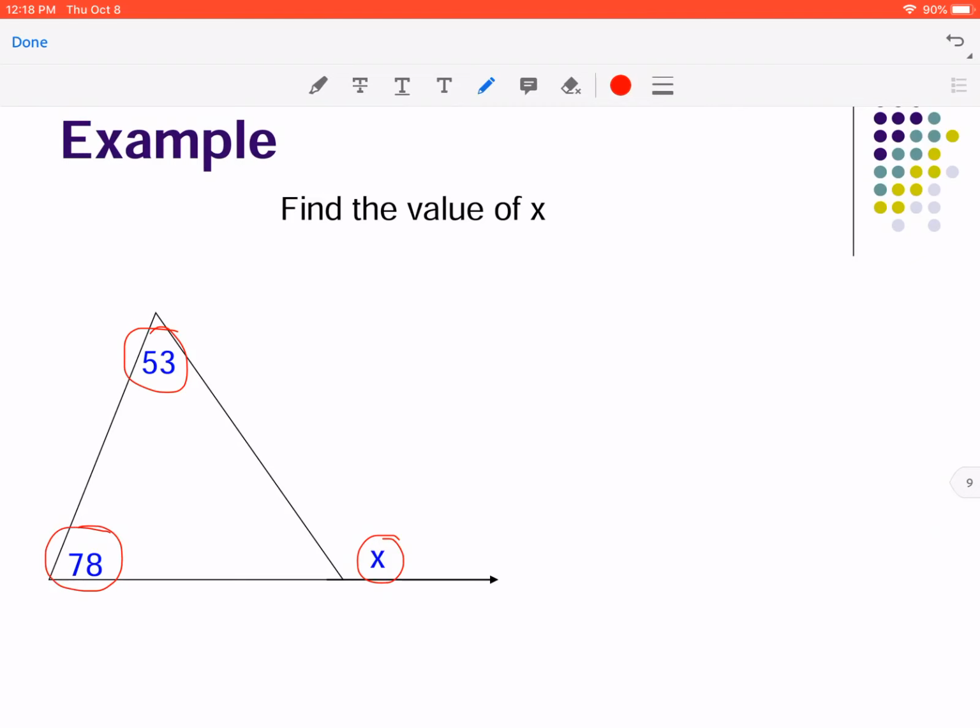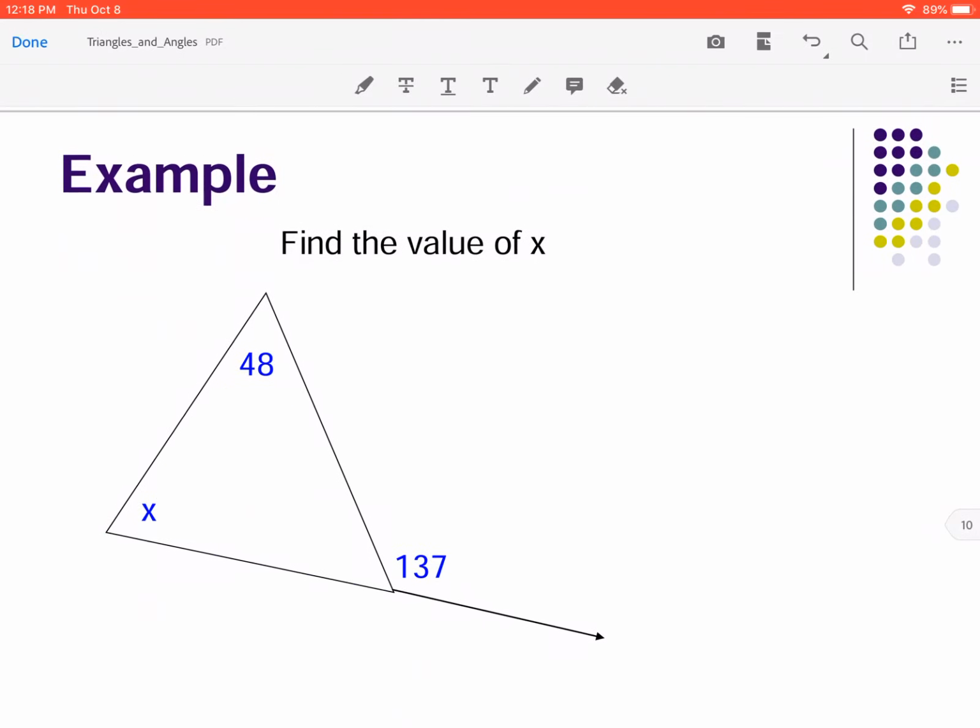They call them remote interior angles. Non-adjacent angles means the same thing. So let's do 53 plus 78. 8 and 3 is 11, 12. It's got to be 131. That's it. That's all you're doing. This is basic. All right?